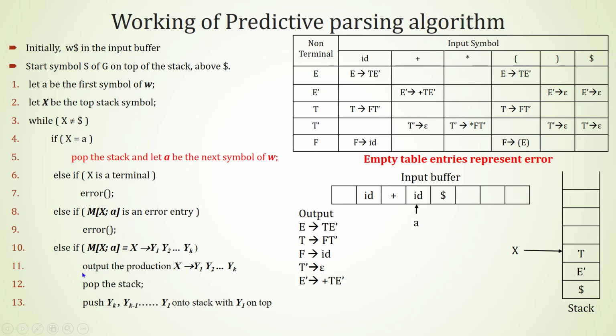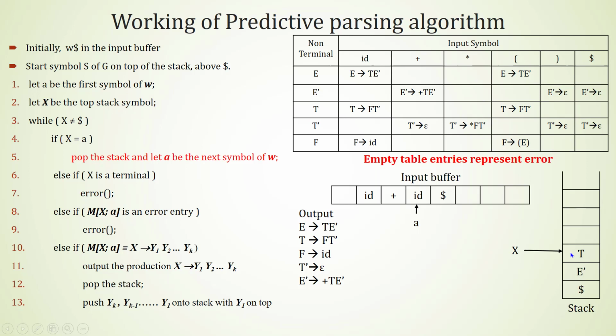Since the remaining things are under if else, it will not execute. It will again check the while condition. X is not equal to null. We are checking whether x equal to a, x is t, a is id. This condition is also false. We have to check whether x is a terminal; x is not a terminal, so this is also false. Then we have to check M[x, a], that means M[t, id]. T comma id contains a production, so this is also false. So anyway, this condition will be true, so output the production.